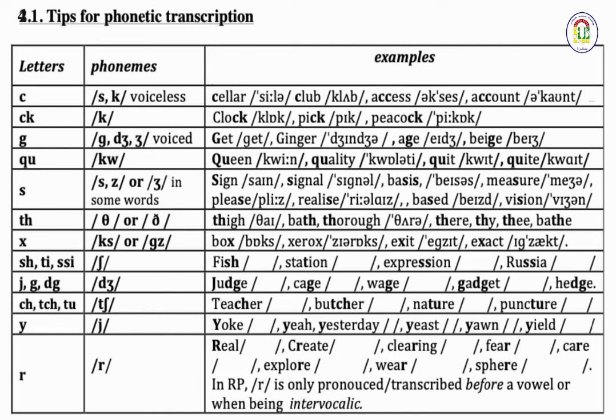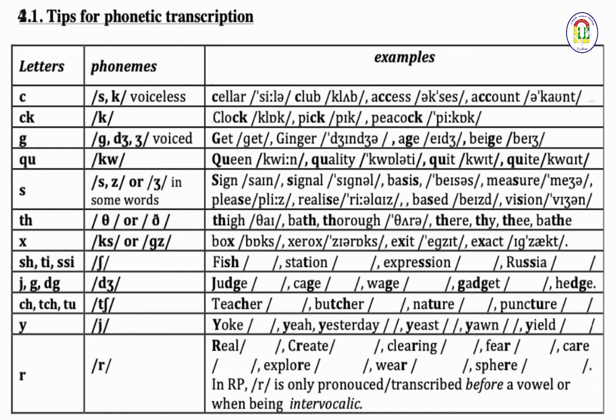The letter S could be pronounced as S, Z, or J in some words, like in sign, signal, basis, measure, please, realize, based, vision. TH could be pronounced as th or the, like in thigh, bath, thorough, there, thy, thee, bathe.